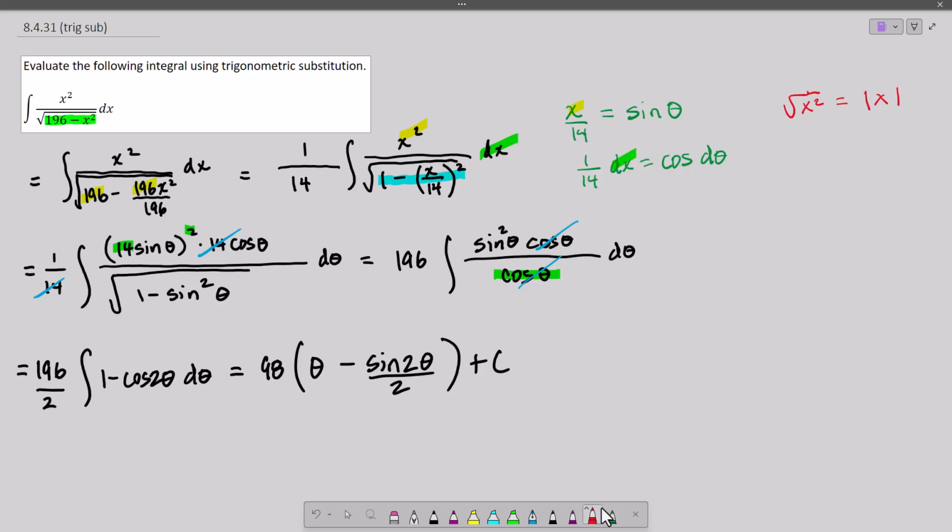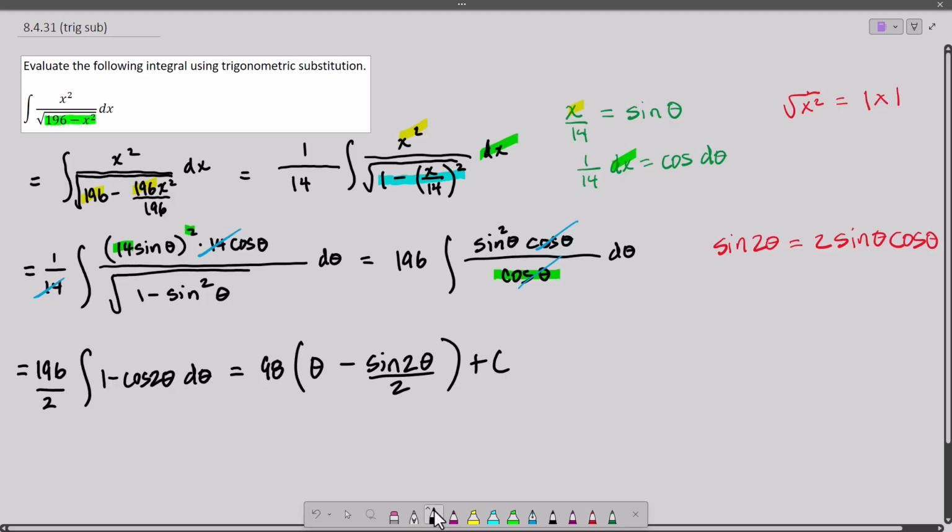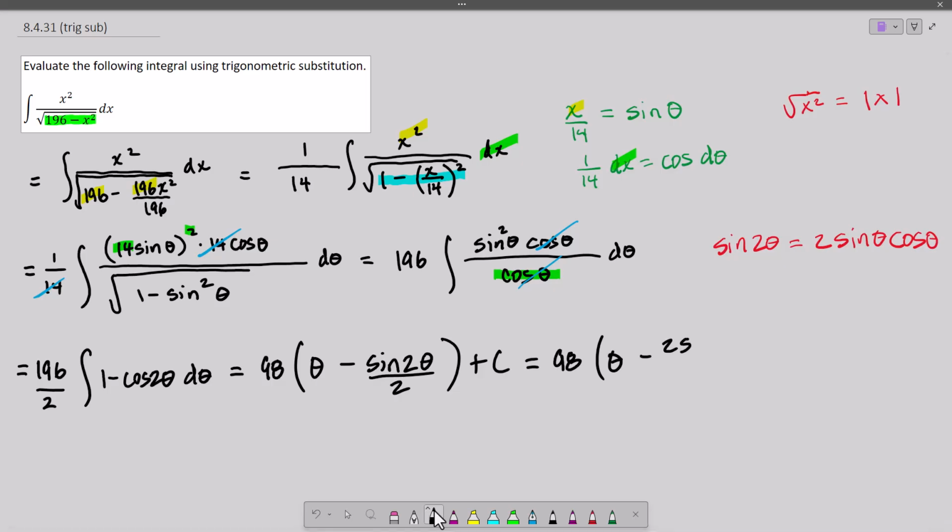All right, we have a sine of 2 theta. Well, sine of 2 theta can be converted with a double angle identity, and we want to get back to a place where we have just theta as the angle, not 2 theta. So we're going to use that identity. So we will have 98 multiplied by theta minus 2 sine theta cosine theta over 2 plus c. These 2's will cancel.